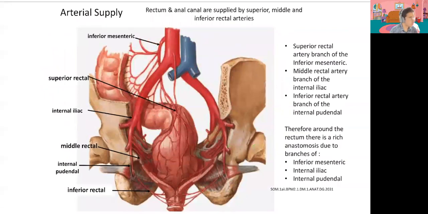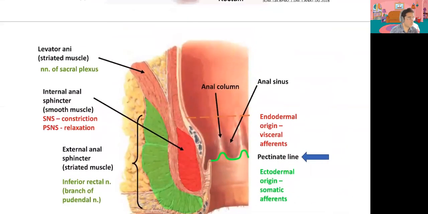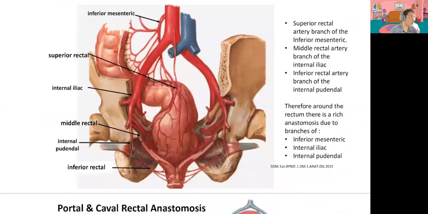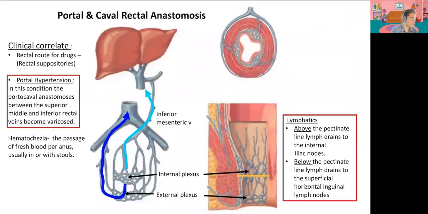Arterial supply, what you need to know, okay? This isn't too crazy. You just need to know that there is essentially two major components: the superior rectal artery, which gives off branches of the inferior mesenteric, right? And there's the middle rectal artery, which is from the internal iliac, and there's the inferior rectal artery, which is the branch of the internal pudendal. So it's very similar to what we looked at above. It follows the same kind of thought process, so you don't have to get too confused with this.